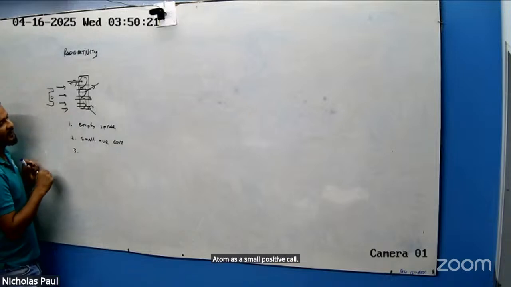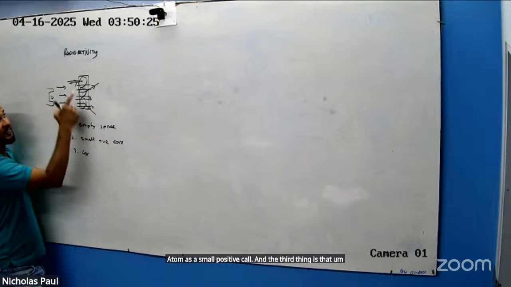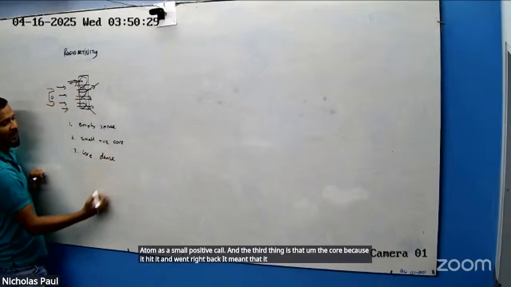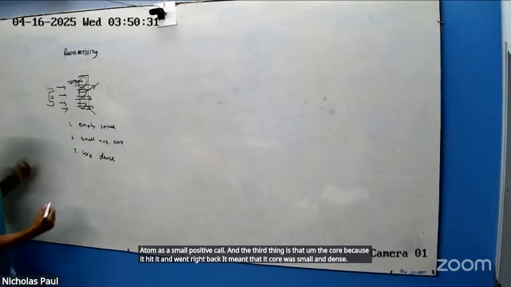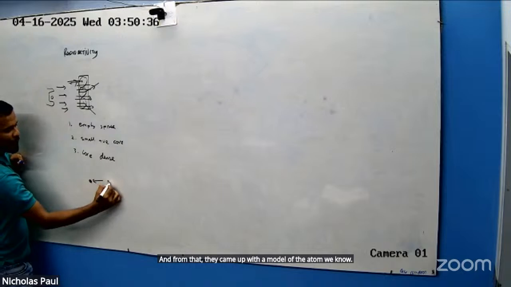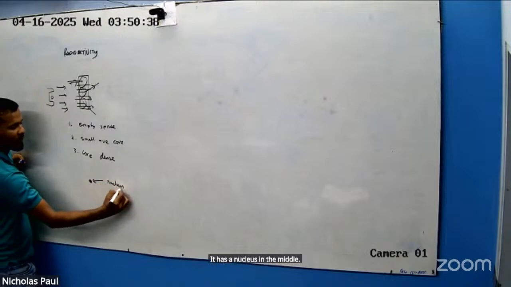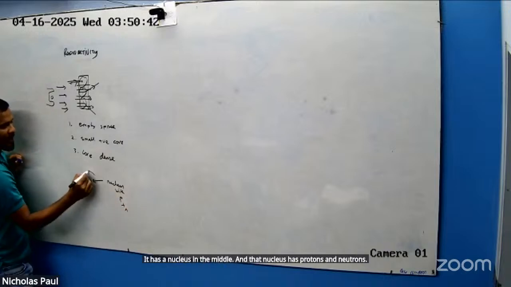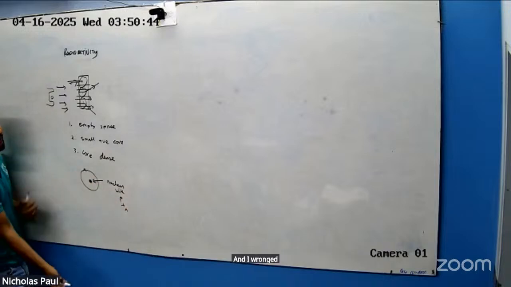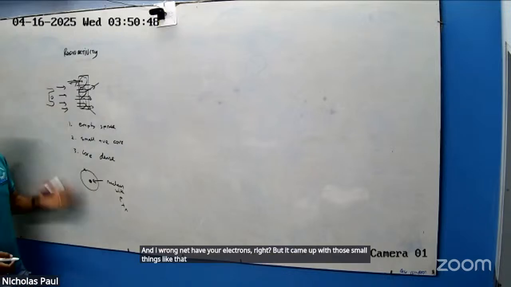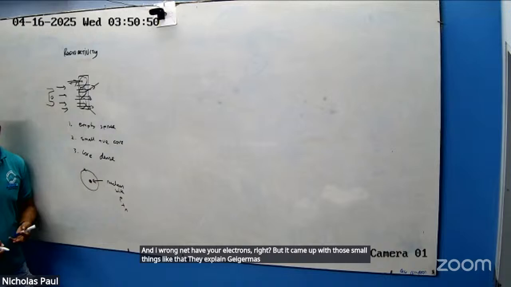And the third thing is that the core, because it hit it and went right back, it meant that the core was small and dense. And from that, they came up with the model of the atom. We know it has a nucleus in the middle, and that nucleus has protons and neutrons. And around it you have your electrons. So if they actually explain Geiger-Marsden, it's the same thing from Form 5.